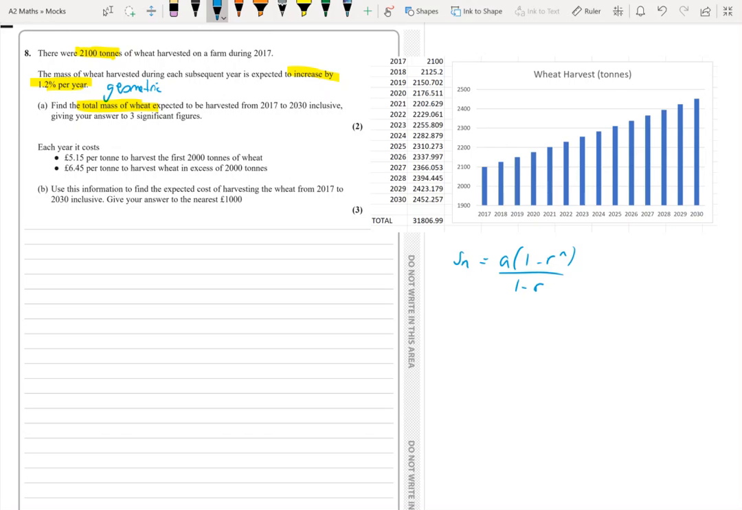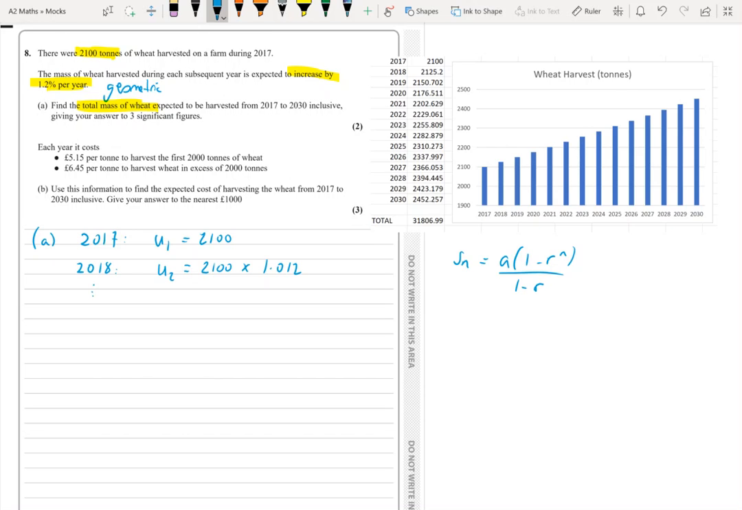Now we have years here, so a bit of advice is to write down a couple of examples. So 2017, that's U1 in the sequence, the first term, and the harvest was 2,100. 2018 will be the next term, so that'll be U2. I'm not going to work out the exact value, but it's 2,100 times 1.012. That's how you do the percentage increase by multiplication.